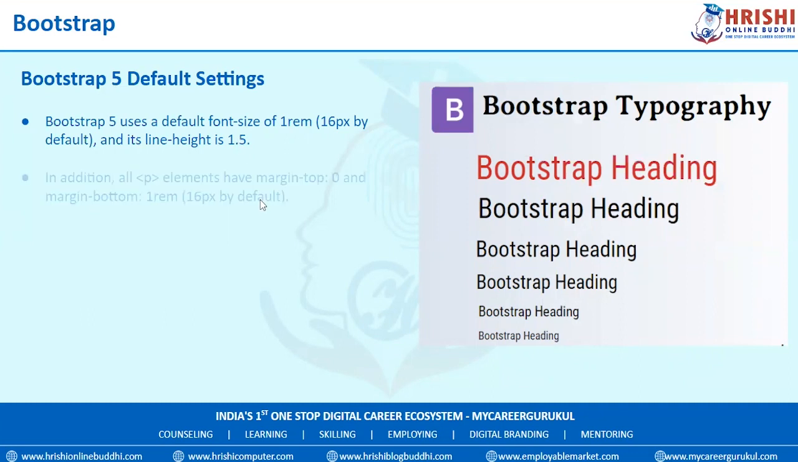The line height is 1.5. In addition, all paragraph elements have margin top 0 and margin bottom equal to 1 rem, that is 16 pixels by default. Whenever you write one or two paragraphs together, you will find some gap between the two paragraphs. Why? Because by default, Bootstrap has margin bottom equal to 16 pixels or 1 rem.